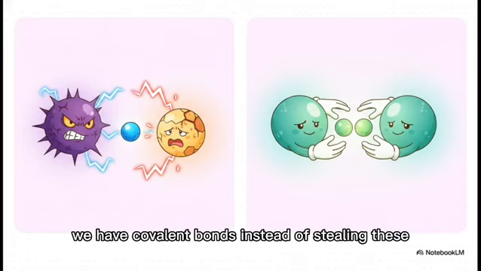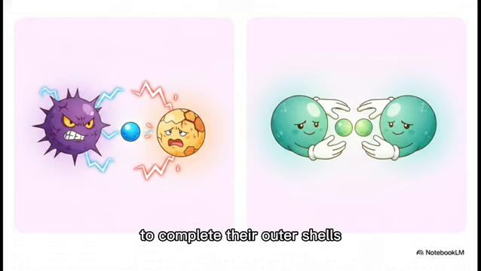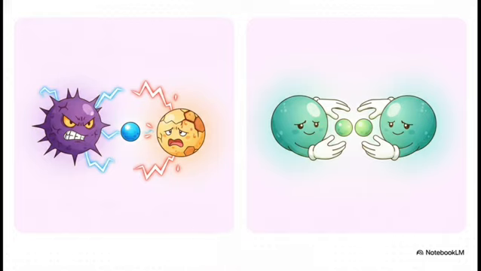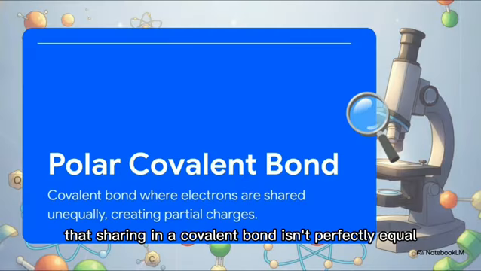On the flip side, we have covalent bonds. Instead of stealing, these atoms share pairs of electrons to complete their outer shells. Covalent bonds are incredibly strong and actually form the primary backbone of biological molecules. But as you might guess, sometimes that sharing in a covalent bond isn't perfectly equal.